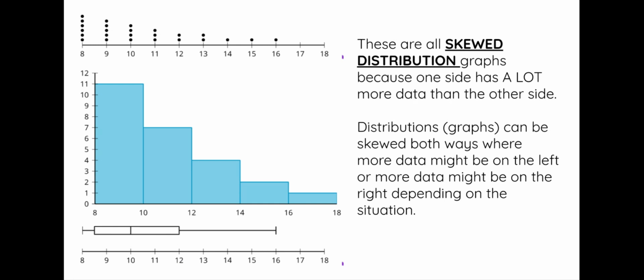We can say that graphs are skewed both ways, where more data might be on the left, as it is in this case, or more of the data might be on the right. It kind of depends on what the situation is, but in both situations, we would call them skewed distributions because the majority of the data is either on the left side or the right side of the graph.